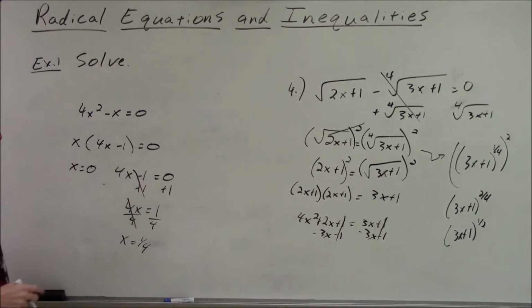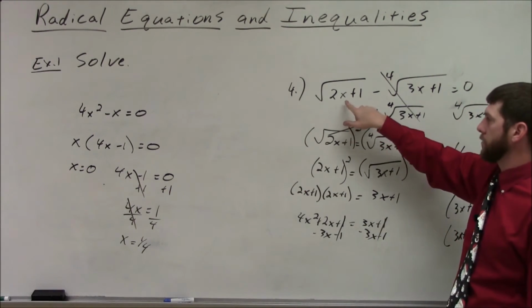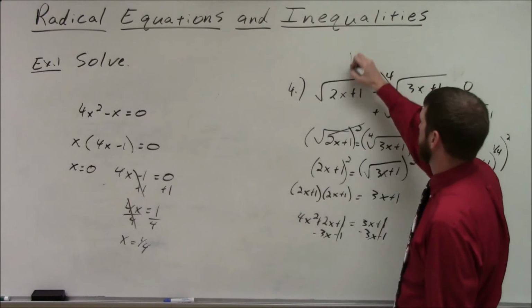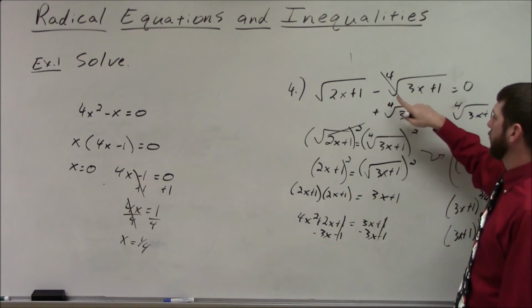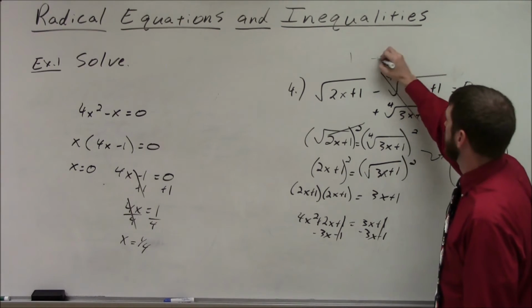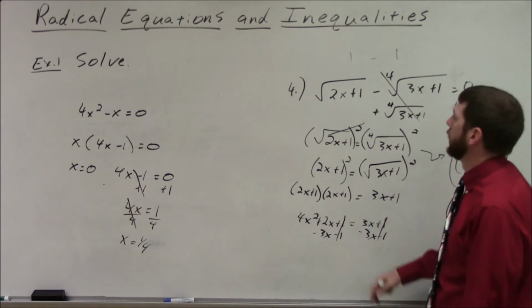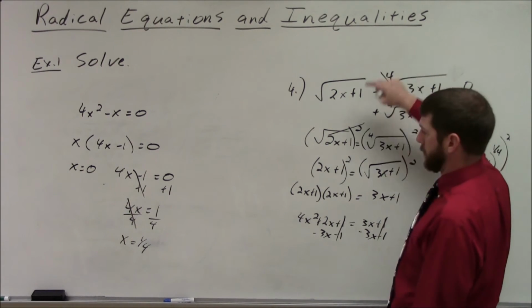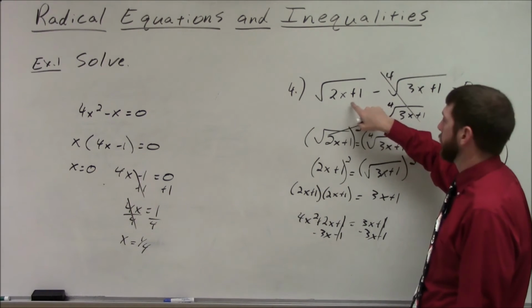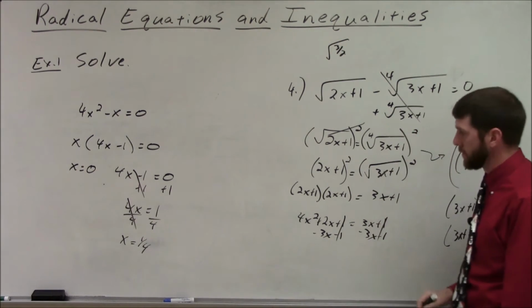So we get 0 and 1/4. Let's go through a check real quick. 2 times 0 is 0, plus 1 is 1, square root of 1 is 1. Minus 3 times 0 is 0, fourth root of 1 is 1, 1 minus 1 is 0. That one checks out. Fourth root, 2 times 1/4 is a half, so we get square root of 3/2.